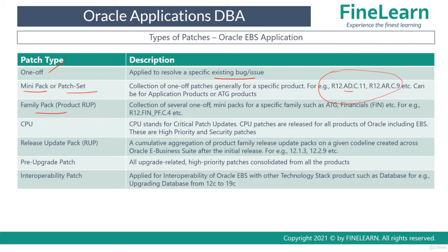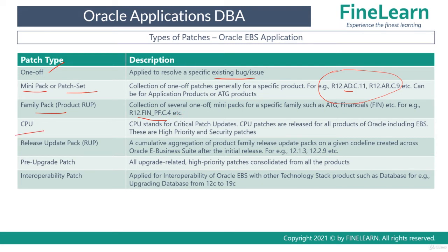So what is a family pack? A family pack includes several one-off patches and mini packs or patch sets, and usually it's going to update a specific family. For example, for financials, if I am applying the latest financials family pack, then it will be updating all the products that are there inside the financials family.